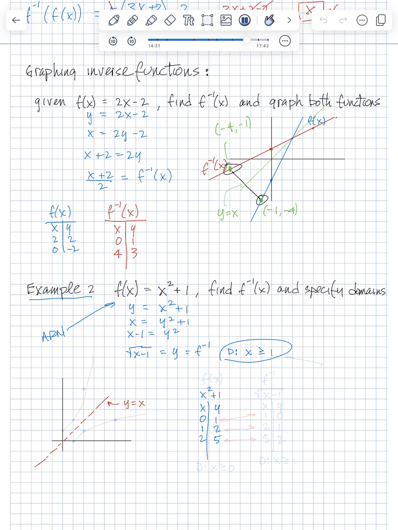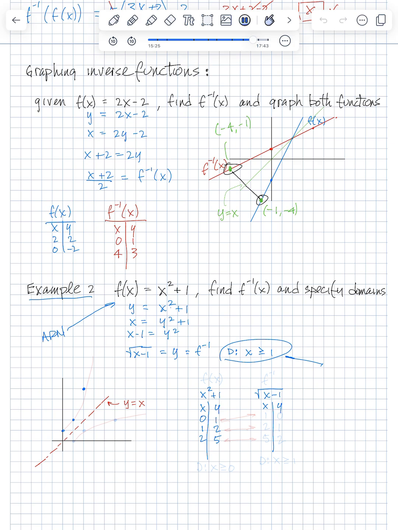Okay, so let's plot those. 0, 1; 1, 2; 2, 5. Now let's do f inverse, which is the square root of x minus 1. We're going to do an xy table. When x is 0, we can't have it be 0 because we've already said it has to be greater than or equal to 1. And so this point here on the xy table for x squared plus 1, the 0, 1, I don't think I'll be able to use that. But let's continue with f inverse.